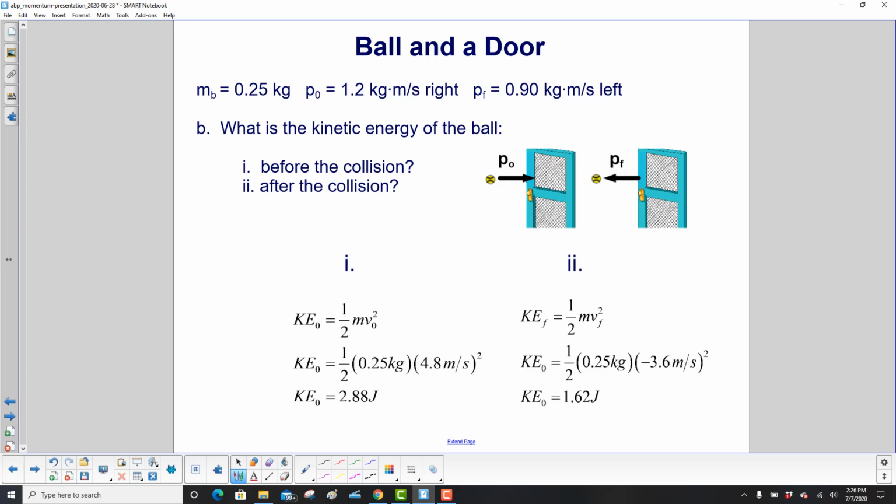Now, what is the kinetic energy of this ball both before and after the collision? Here, it doesn't matter what sign the velocity is. Why? Because we're squaring it, right? Because energy is always going to be positive here. So the kinetic energy at first is 2.88 joules. And then, after the collision, it's going to be less, right, because the velocity is less. And fortunately the math checks out, 1.62 joules.